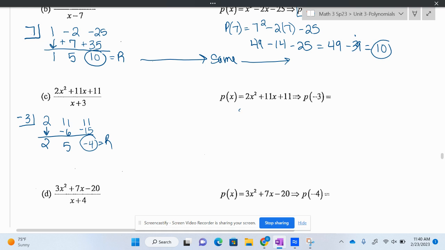Here's a big mistake that I've seen some of you guys make. When you substitute in for a variable, you put it in a parenthesis. So what is the quantity of negative 4 when I square it? Is it negative 16, right? What's negative 4 squared? It's positive 16. We've been making boo-boos with that. Okay. Plus 11 times negative 4 plus 11. Let's see. So 2 times 16 is 32 minus 44 plus 11.